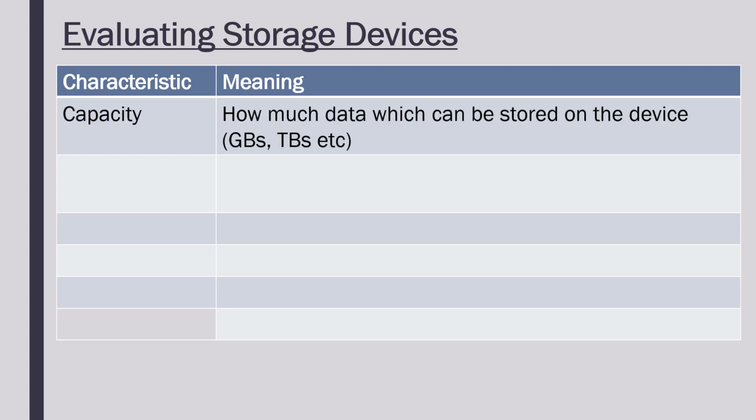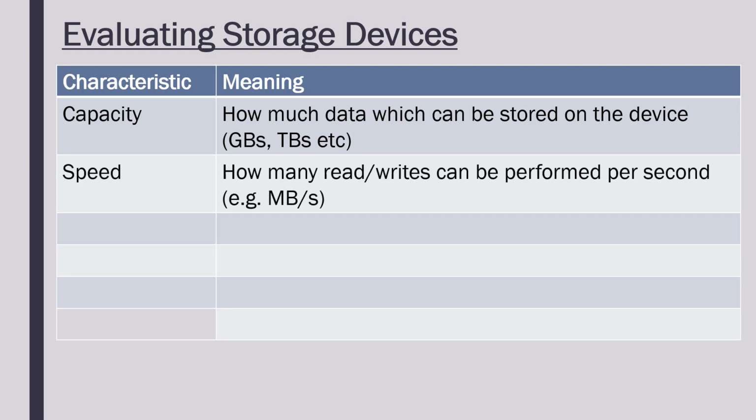So first of all, capacity. Capacity related to storage is how much data can be physically stored on the device, and usually it's in terms of units like gigabytes, terabytes. So how much data can fit on the device. The bigger capacity, the better, generally speaking, right? You want to be able to have more and more space in which to store your files.